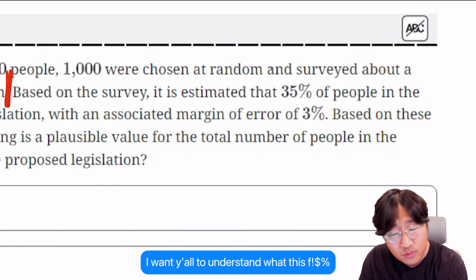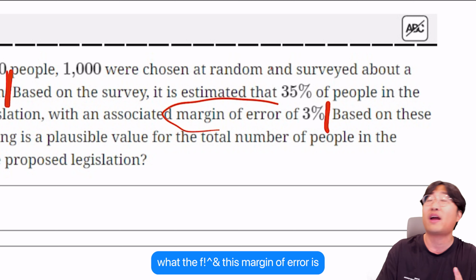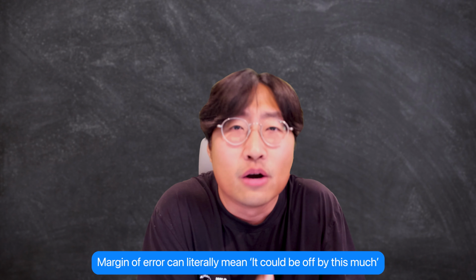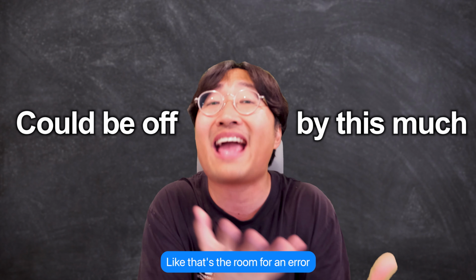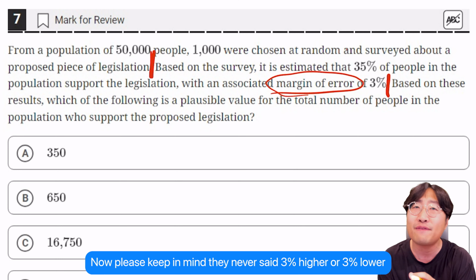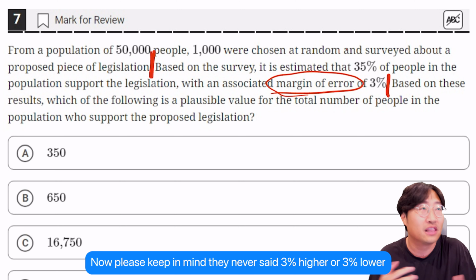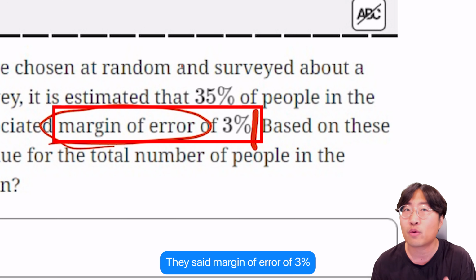I want you all to understand what this margin of error is. Margin of error literally means it could be off by this much. That's the room for error. Now, please keep in mind, they never said 3% higher or 3% lower. They said margin of error of 3%.